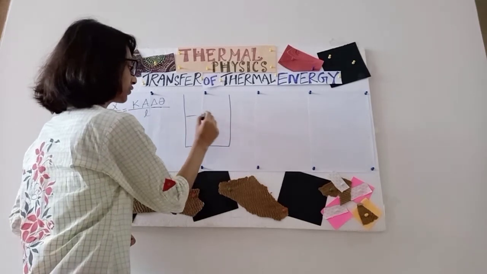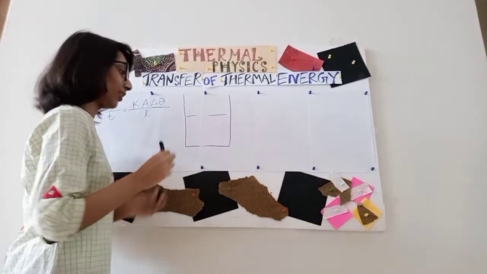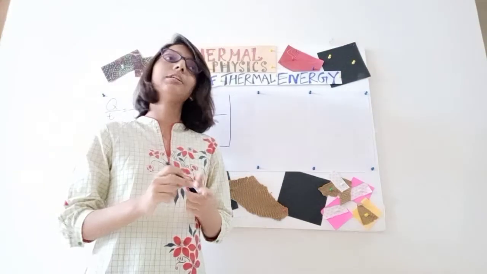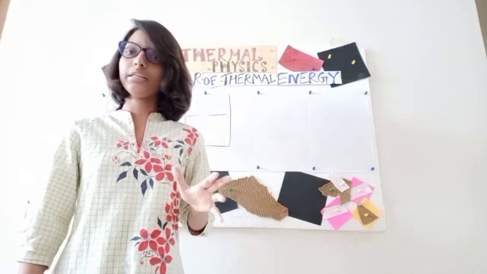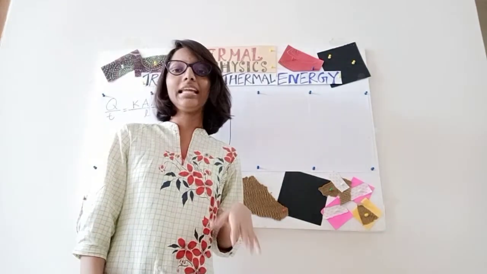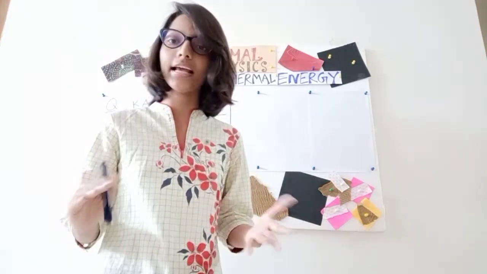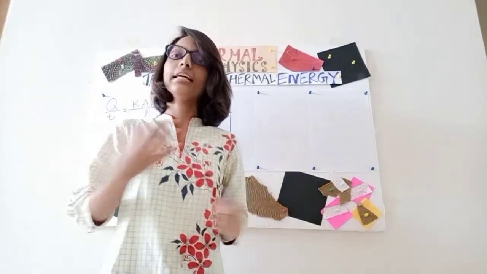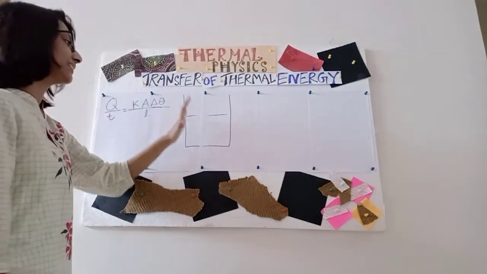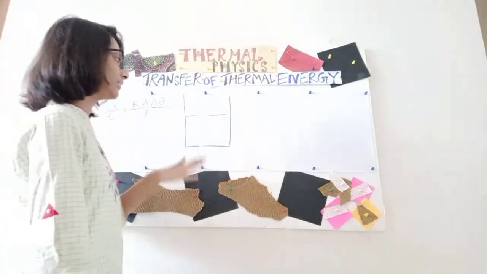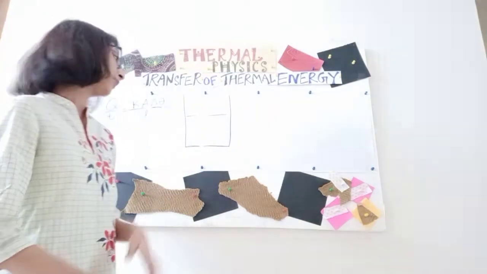Suppose this is containing some water. Since I have said that in convection, molecules have to move and transfer heat along with them, convection can take place in both liquid and gas, because molecules can move freely in both. So suppose let's consider it a liquid for now.